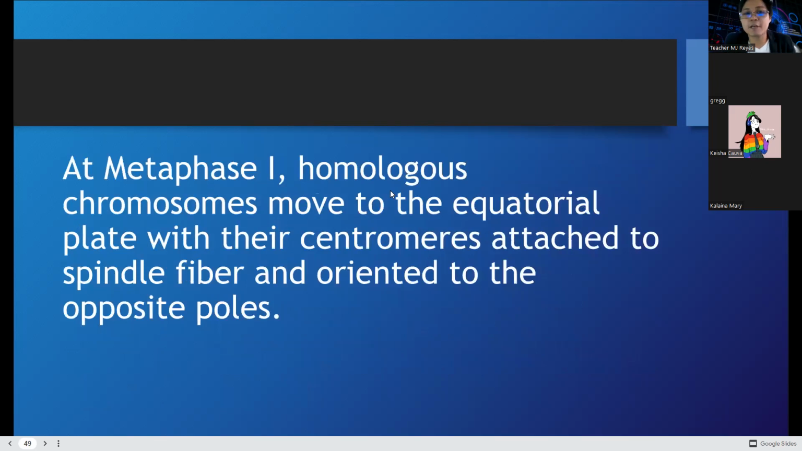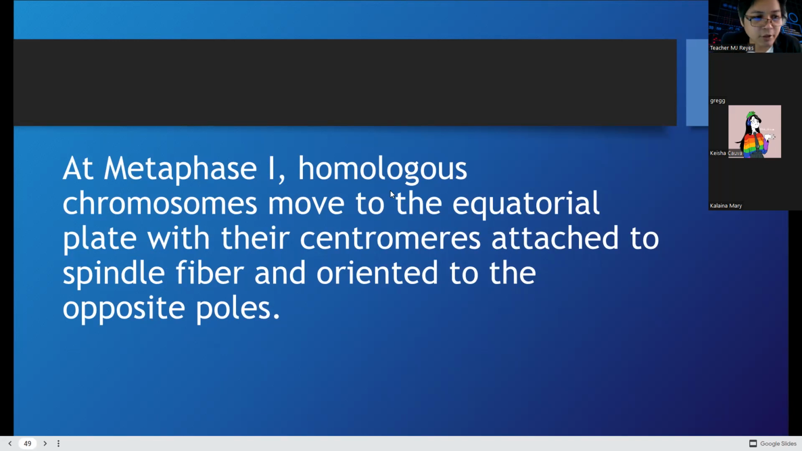At metaphase 1, the second phase of meiosis 1, homologous chromosomes move to the equatorial plate. If it is in metaphase, it should stay at the equator line or equatorial plate, with the centromeres attached to spindle fibers and oriented to the opposite poles. This is now the time that the centrioles are pulling the chromosomes away from each other, but they are still in line at the equatorial line.